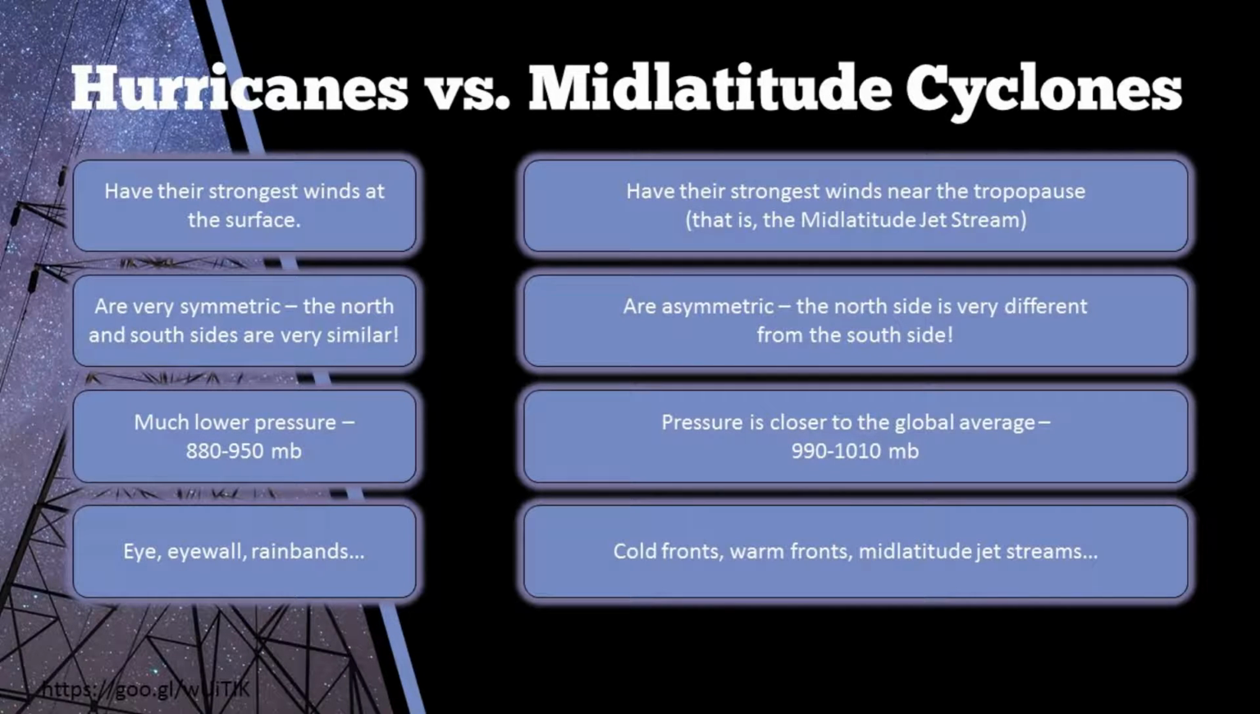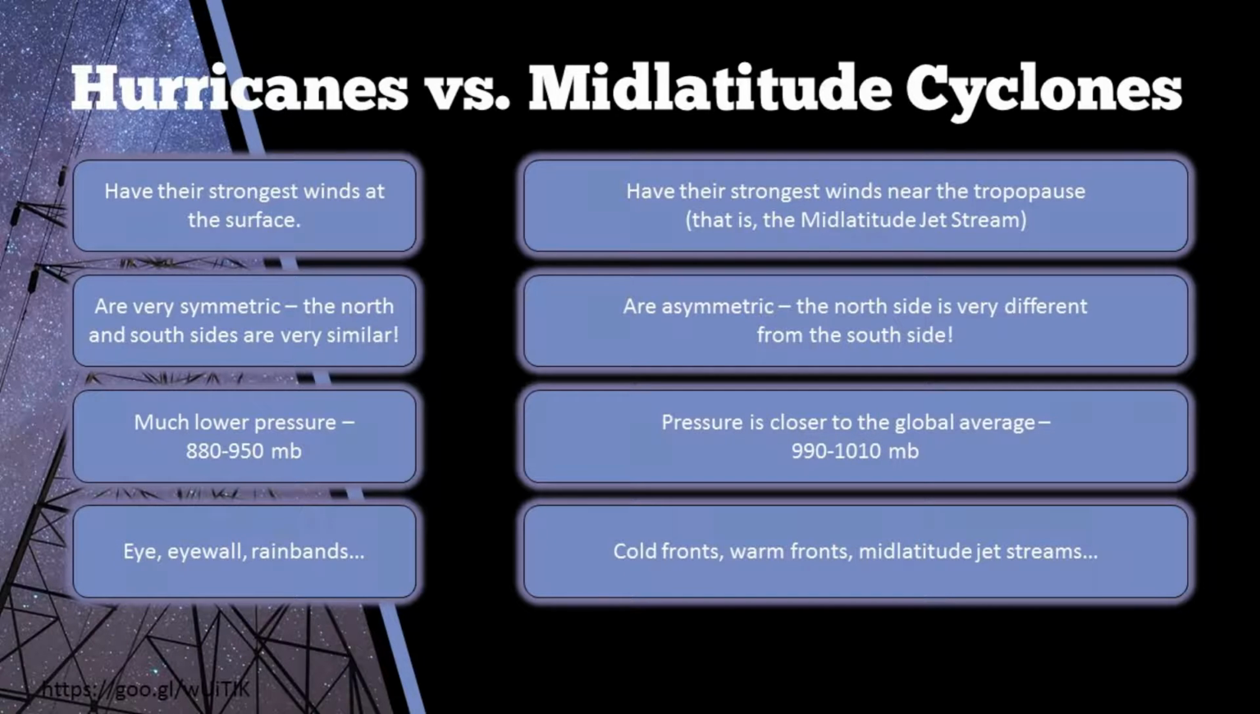In fact, part of how a mid-latitude cyclone gets started, its cyclogenesis, is that one side has to be cold and one side has to be warm. You have to have this temperature difference. The system has to be asymmetric like that.